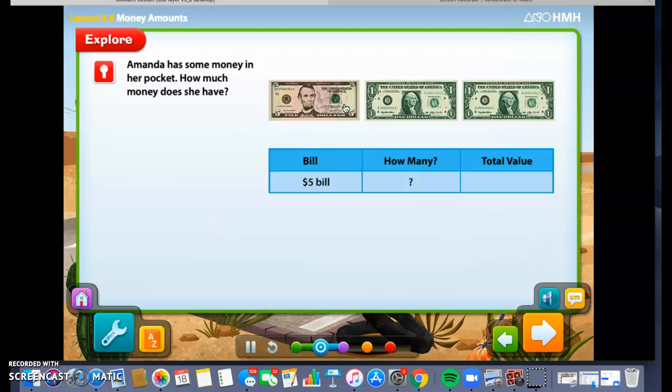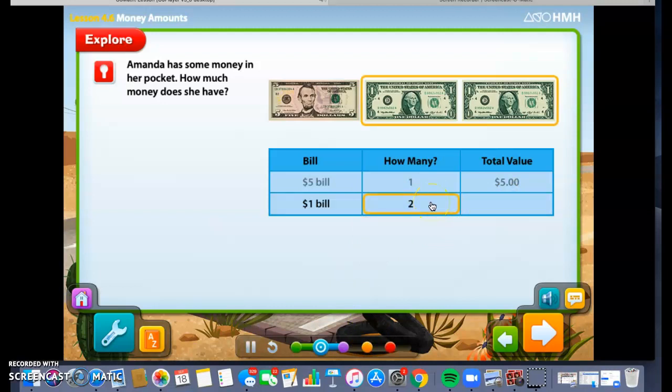Let's make a table. How many $5 bills are there? Just one. There's one $5 bill. How much is one $5 bill worth? One $5 bill is worth $5. How many $1 bills are there? 2, right? There are 2 $1 bills. How much are 2 $1 bills worth? 2 $1 bills are worth $2.